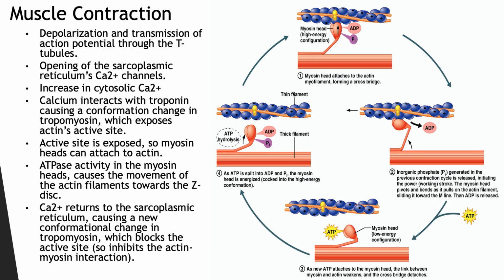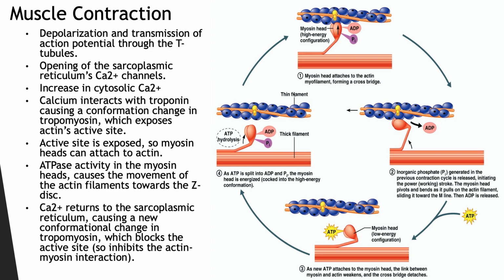So, getting again into muscle contraction and sliding filament theory and how what we just talked about relates to that. Again, depolarization and transmission of the action potential through the T tubules. You have the opening of the sarcoplasmic reticulum and the calcium channels. You have the increase in cytosolic calcium. Calcium then interacts with troponin and causes a conformation change in the tropomyosin, which exposes the active site on the actin. The active site being exposed allows myosin heads to attach to the actin.